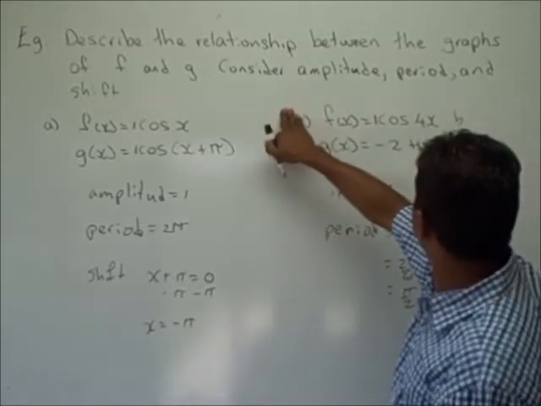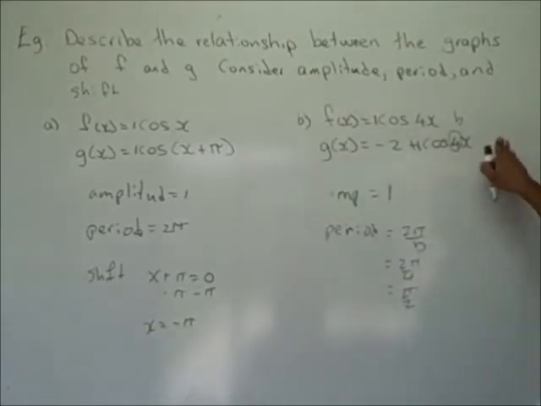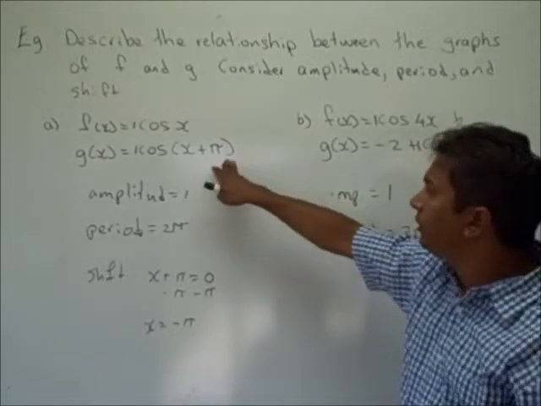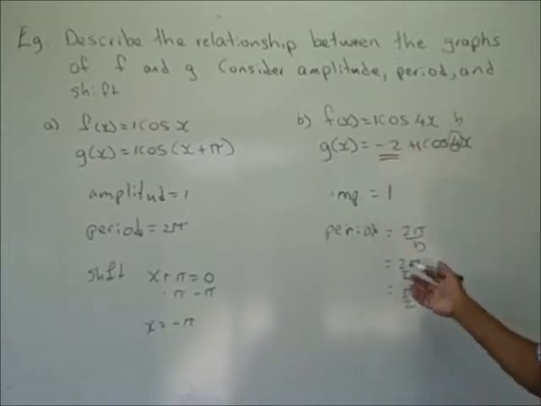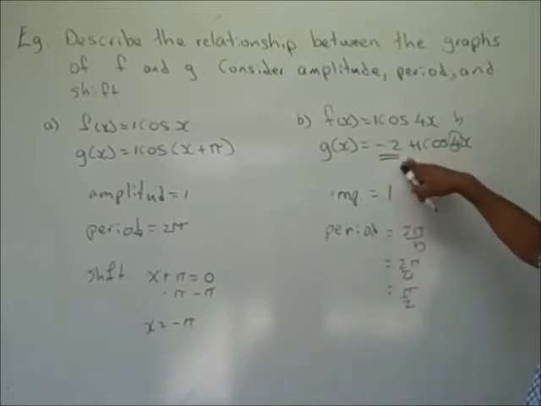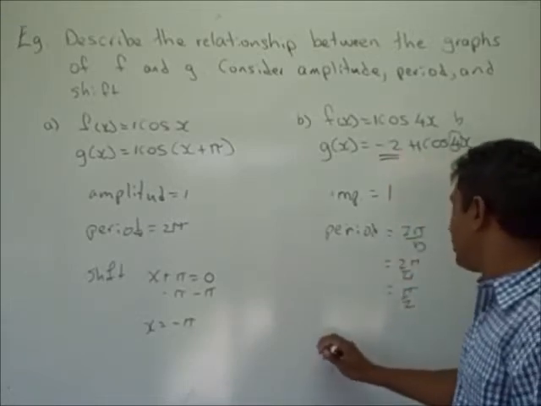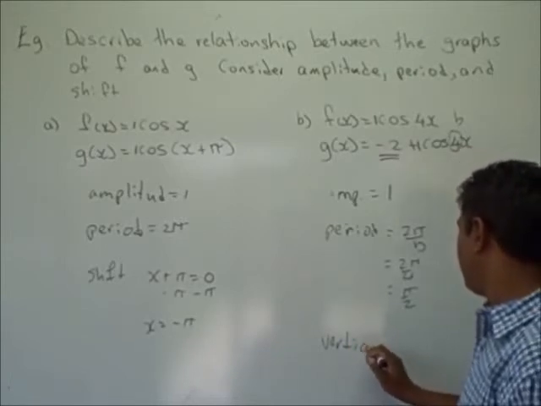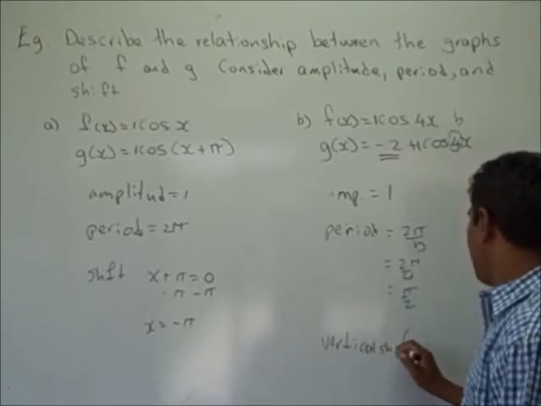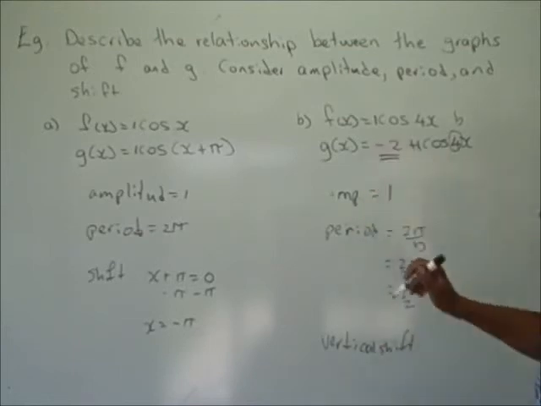Our shift. This has no horizontal shift since we don't have a bx term inside the parentheses. However, we do have this negative 2 off to the side, which represents our d in the general form. So this is our vertical shift. And here it's being shifted downwards 2 units.